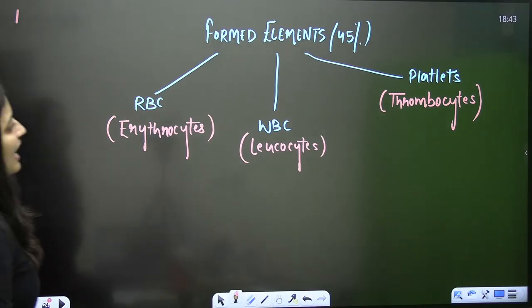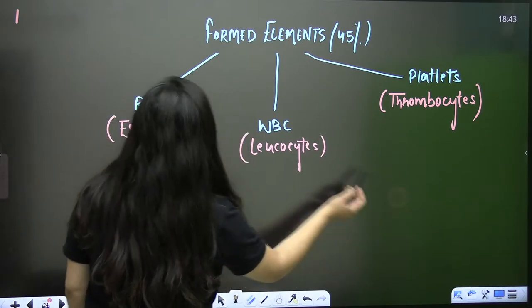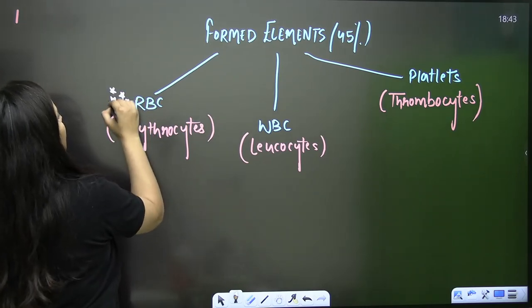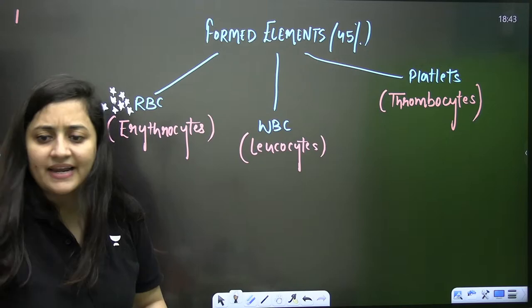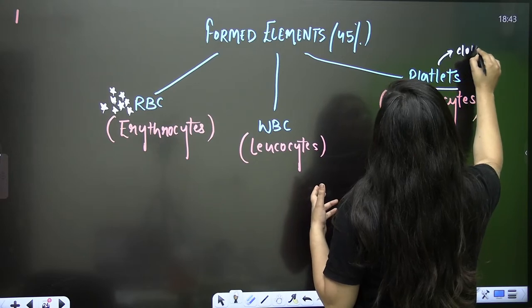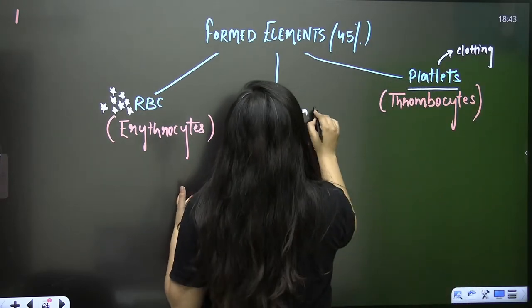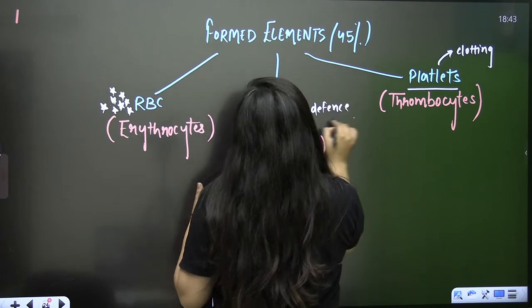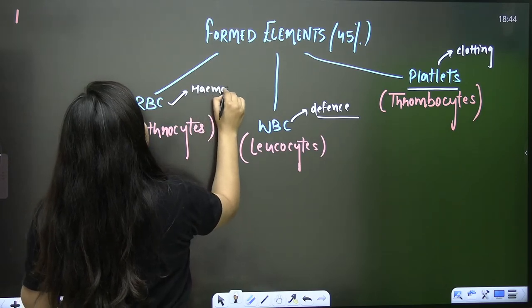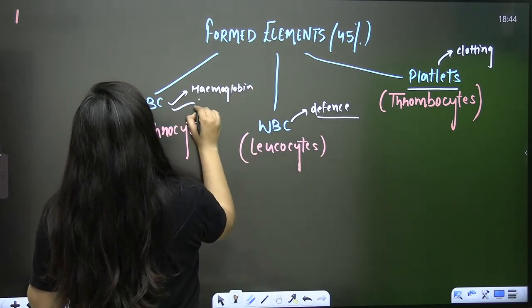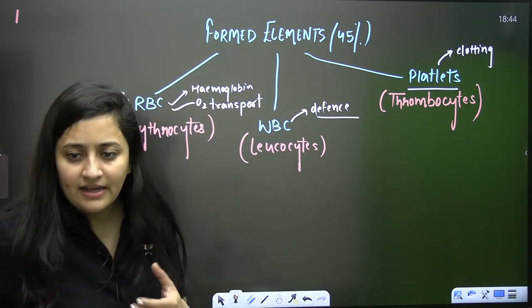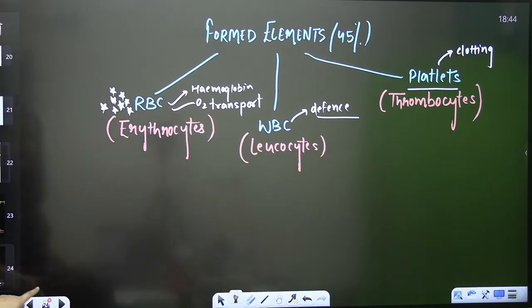So let's start with the RBCs first: red blood corpuscles, white blood corpuscles, and then comes the platelets. In general, platelets play a role in blood clotting. WBCs play a role in defense. And RBCs have hemoglobin, so they help in the transport of gases, mainly oxygen transport. Those are the main functions here.